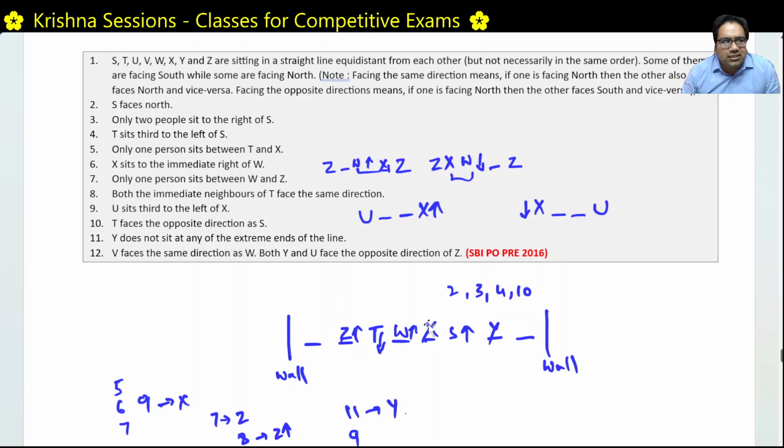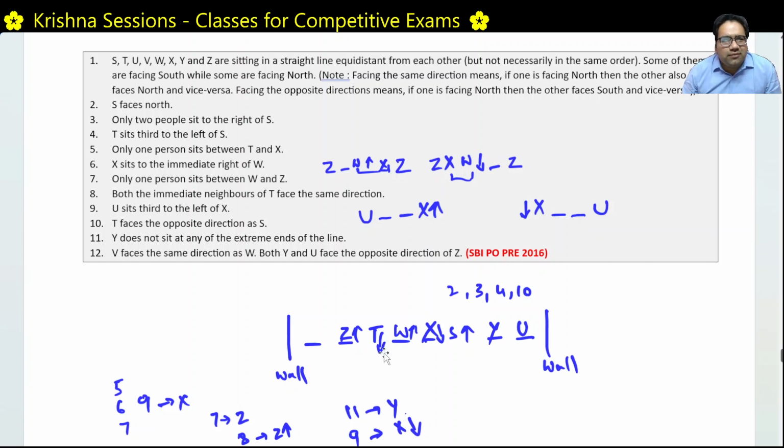We don't access direction. But if X is facing north, there is no slot here. So that means X has to face out to accommodate U as per condition number 9. So this has to be U, and U sits third to the left of X. What does that mean? X has to face south. Condition number 9 is giving X's direction, which is south, and U's position. And this is U.